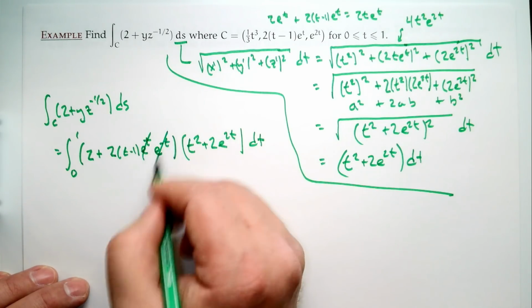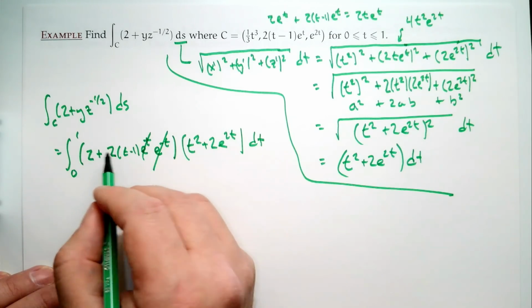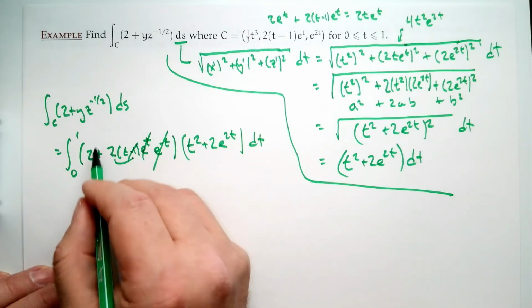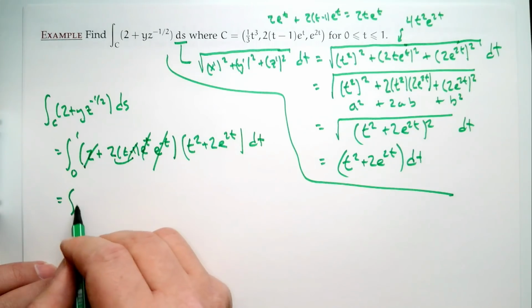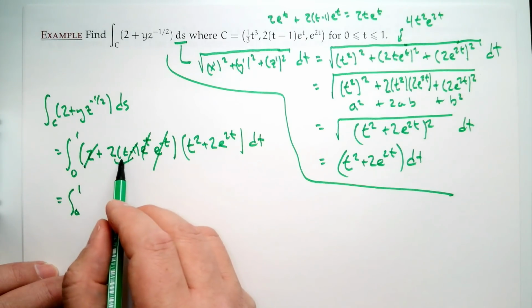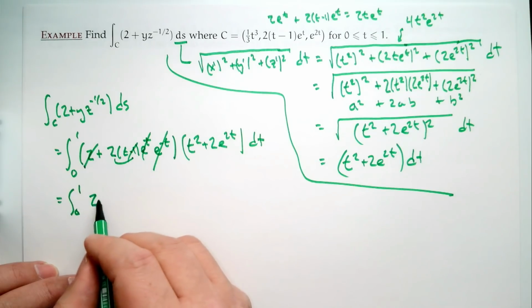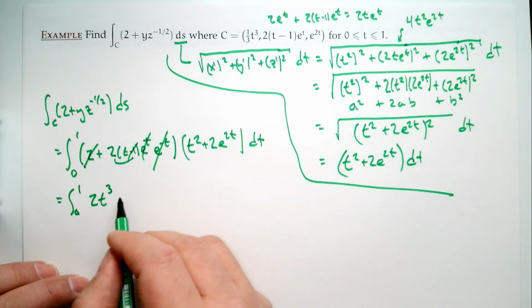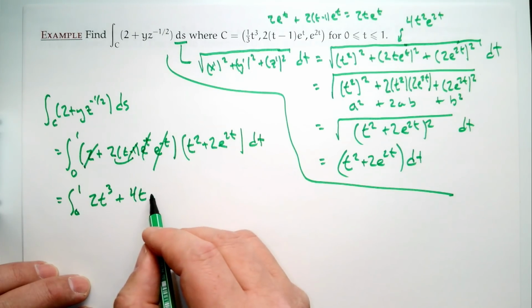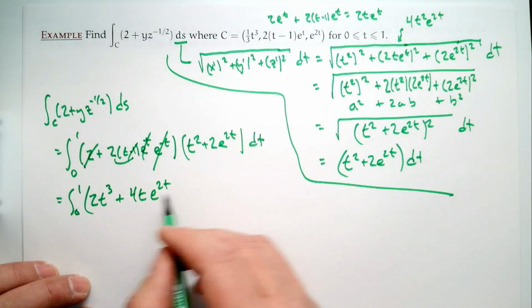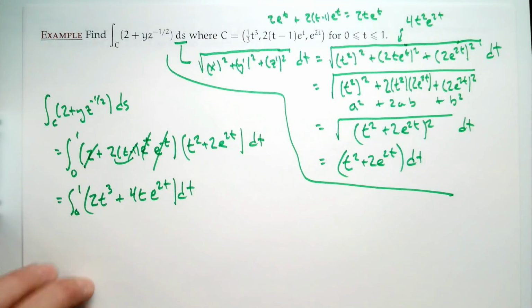The e to the t and e to the minus t cancel. You have a plus 2. Notice you also have a minus 2, so those will cancel. So what do we have? This becomes the integral from 0 to 1 of 2t times t squared, so that's 2t cubed, plus 2t times 2e to the 2t, so 4t e to the 2t. So this is not so bad. Now, in the interest of time, we'll make it a little bit short here.